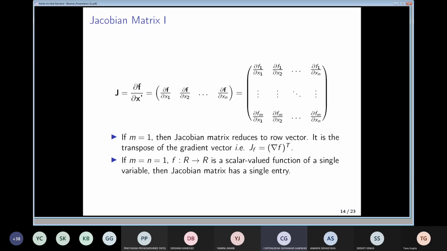Ma'am, which book can we refer to know more about this Jacobian matrix and its stacking thing? I think you can use Simon and Blume. I am not sure whether it is there or not, but you can Google it. I am not sure about Simon and Blume because I don't have any hard copy of it, neither hard copy nor soft copy.